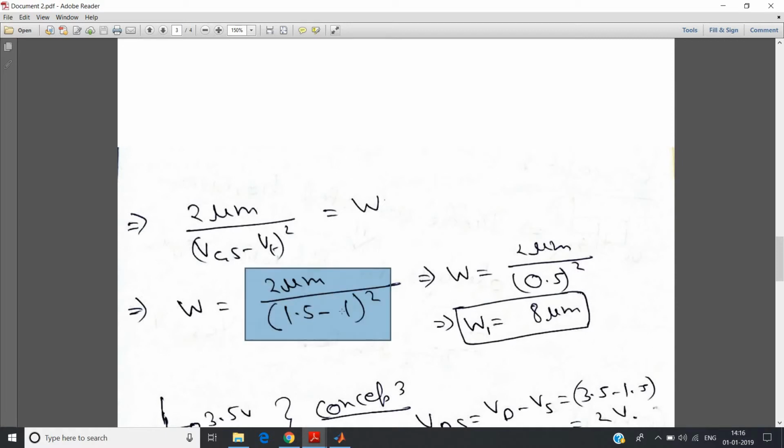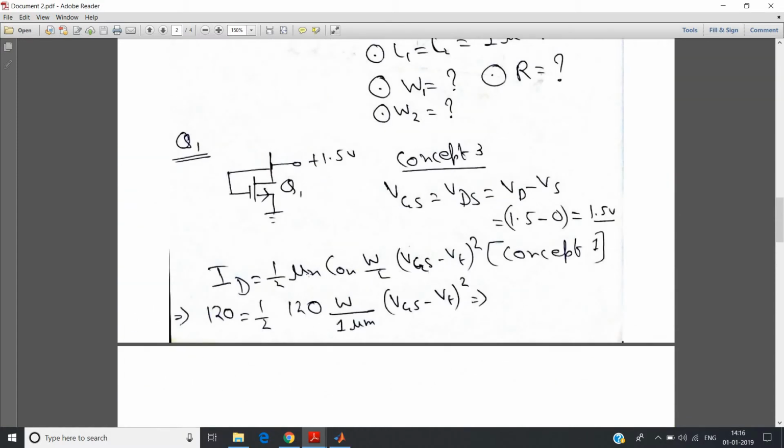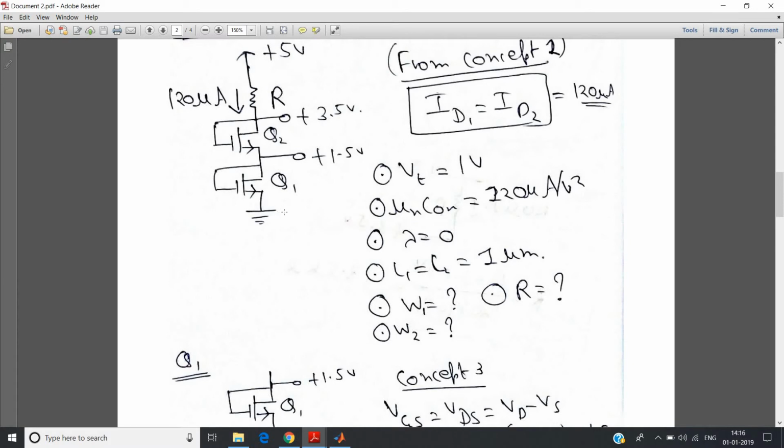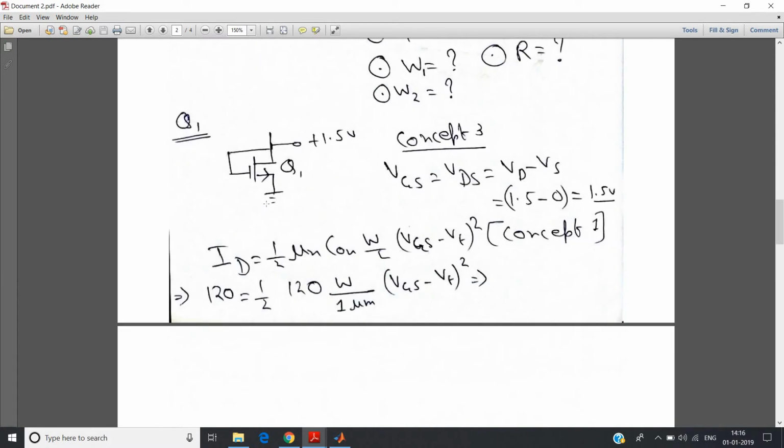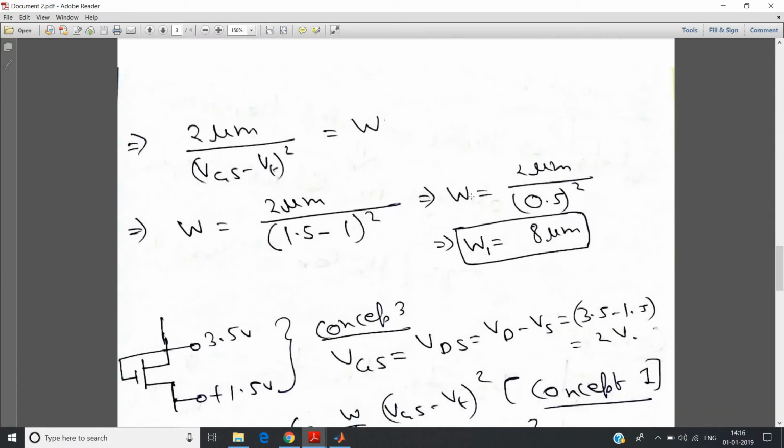Now if you solve this, you can get W, that is basically the width for the Q1 transistor. So you can write it as W1 also, because it indicates that this W is for Q1, or for the first MOSFET, that is this NMOS, right? So for this NMOS, by simplifying in a calculator you get W1 as 8 micrometer.